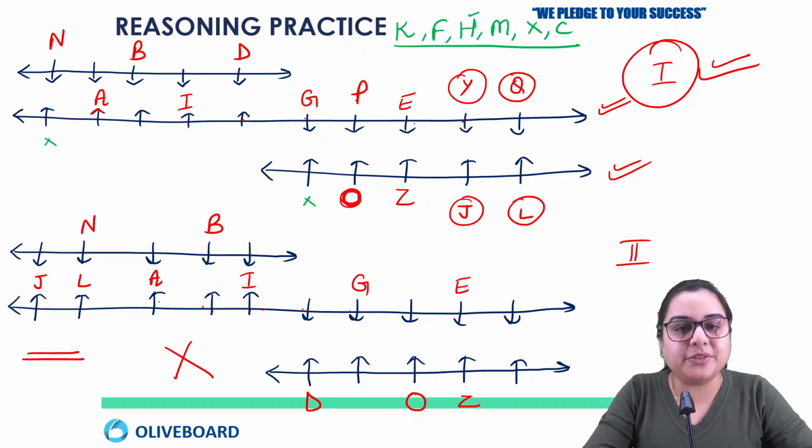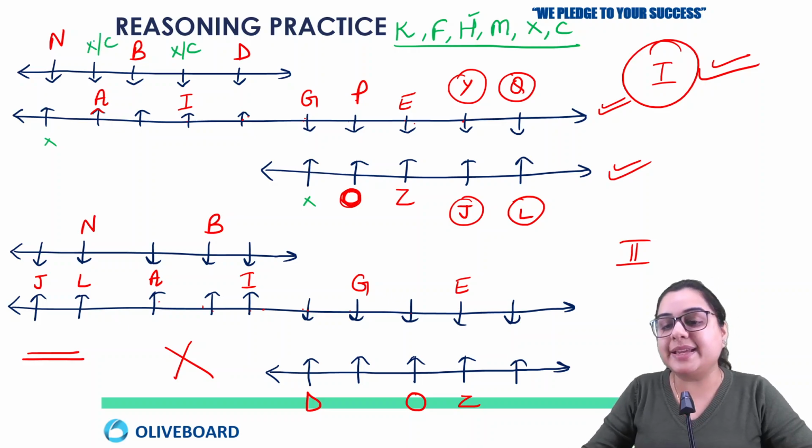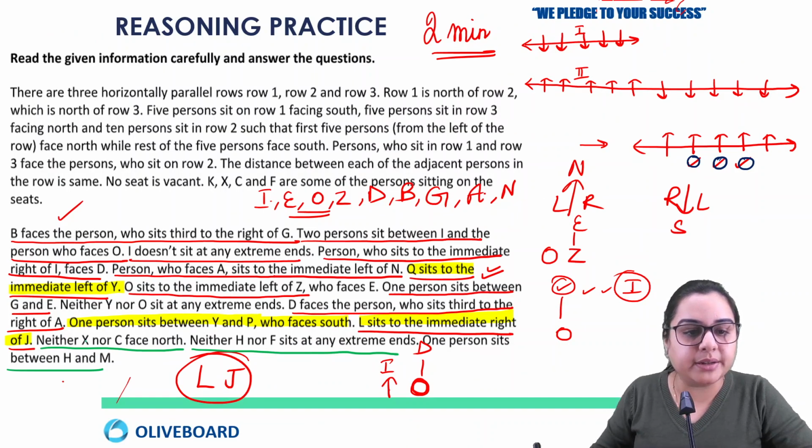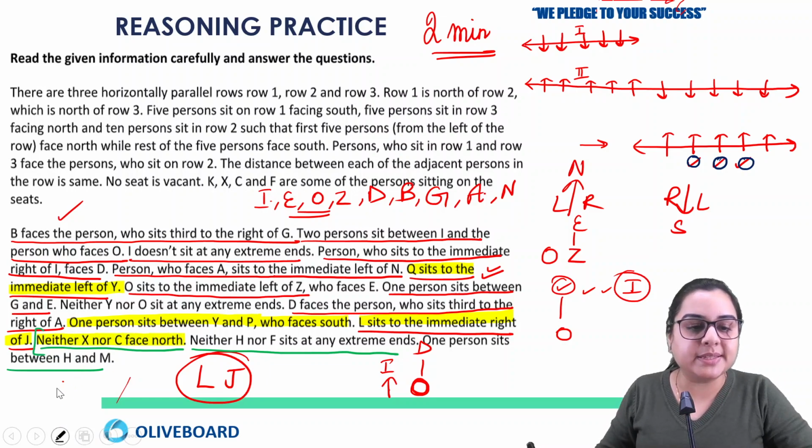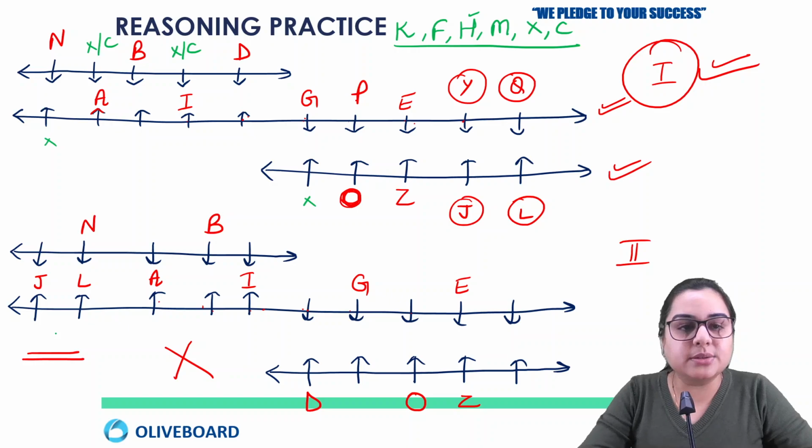So in south facing row, what are the south facing rows? Now in the middle row, last 5 positions have been occupied. So that means X and C will be coming on this position and this position, because X and C faces south. He is already telling you that neither X nor C faces north. That means X and C faces south. So this can be filled in first row. So X and C will be written on the first row.